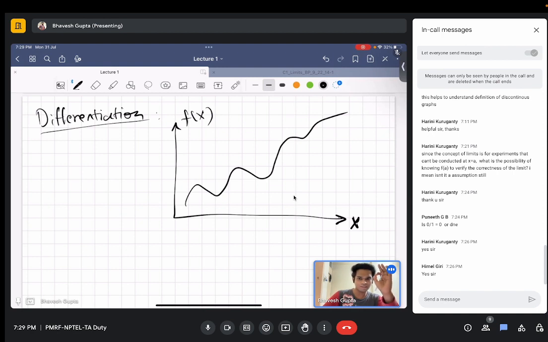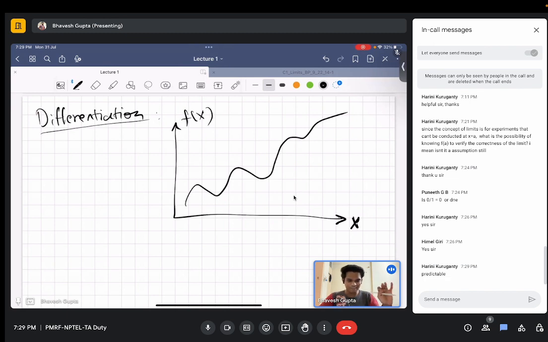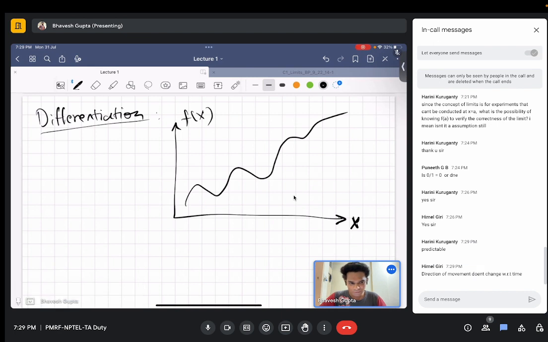And what is the key property which separates them? Can anyone write down a keyword? What is something special about the straight line which curved lines don't have? Any comment? Curved lines are also predictable, straight lines are also predictable. Predictions are not the answer, it is something more special than prediction. The direction of movement doesn't change. Yes, you are very close to the answer. The answer is slope.